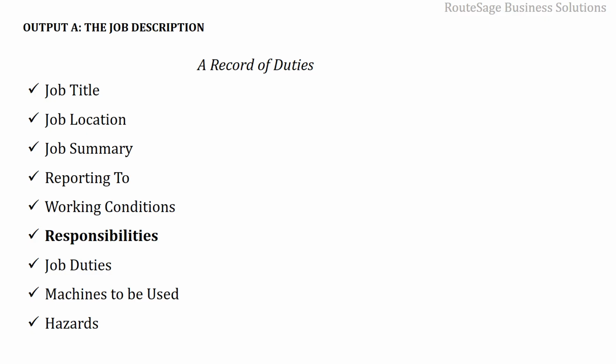Let's first understand the job description. A job description is a written record of duties and responsibilities of a job. It usually includes information such as job title, job location, job summary, reporting relationships, working conditions, responsibilities and duties, machines or tools used, and possible hazards. In simple terms, a job description explains what the job is all about.